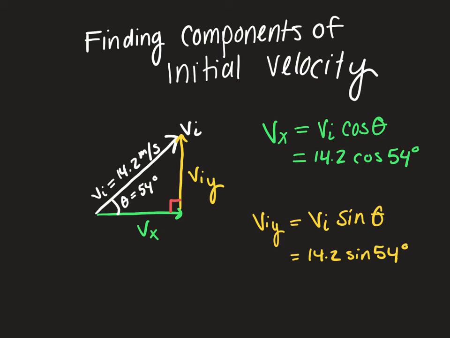Again, before you do this, make sure the calculator you're using is in degree mode. I know we had been using radians before in trig. So then the top one is going to give you 8.34 meters per second, and the bottom one, 14.2 times sine theta, gives you 11.49 meters per second. So that's all you need to be able to do to find those components.